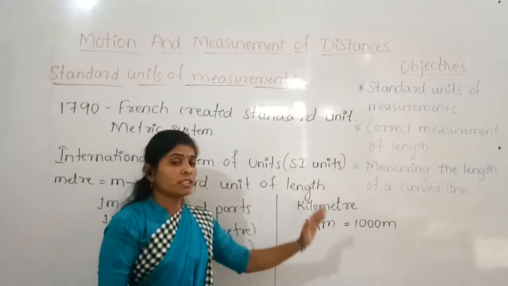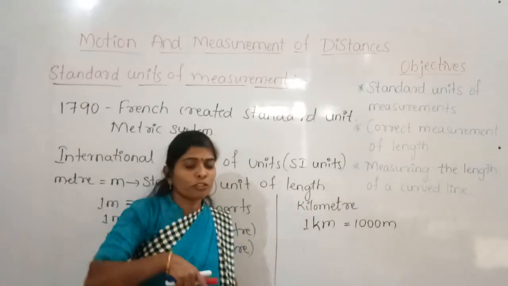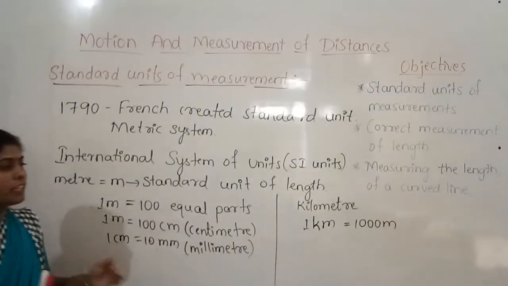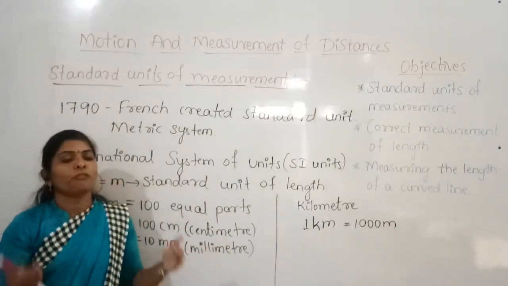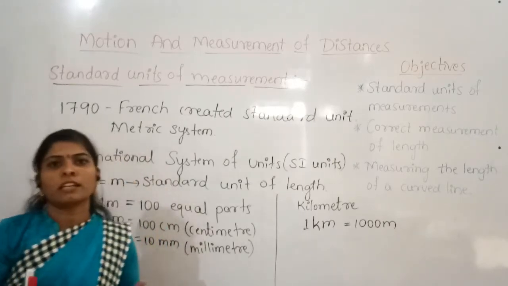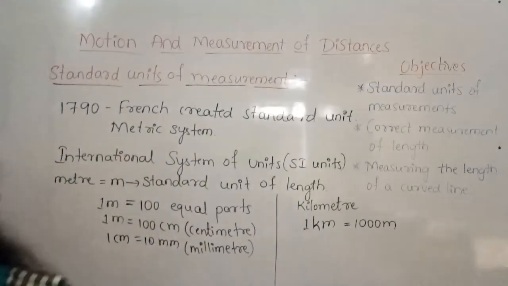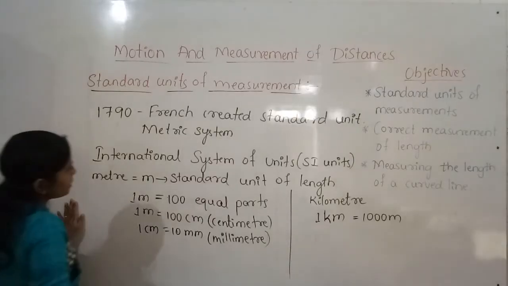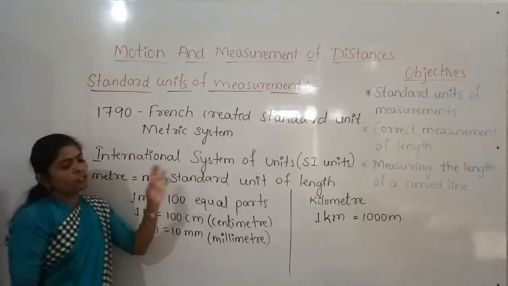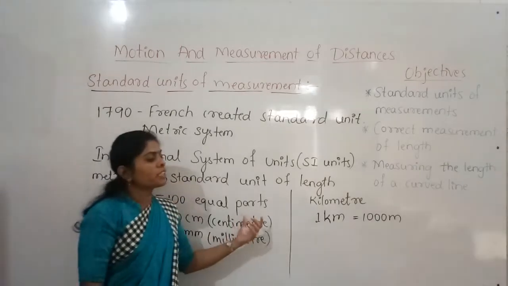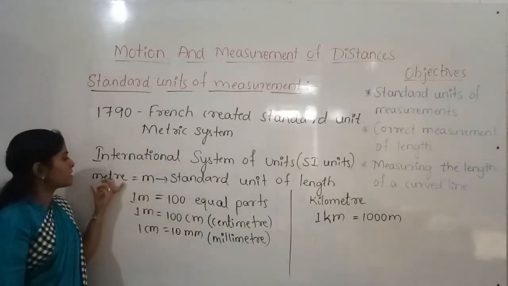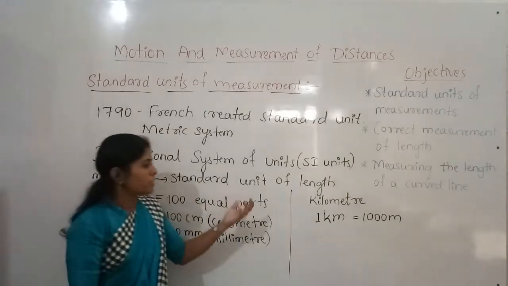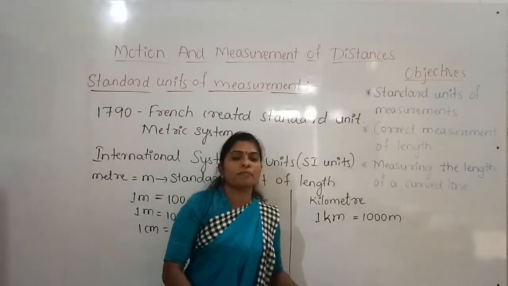Suppose the distance is again too large, we also use one more unit, that is miles. So according to the larger distances, we use different kinds of measurements, different standard units. So it is for length. To measure the length, the unit of length is meter. Likewise, we use different units of measurement.